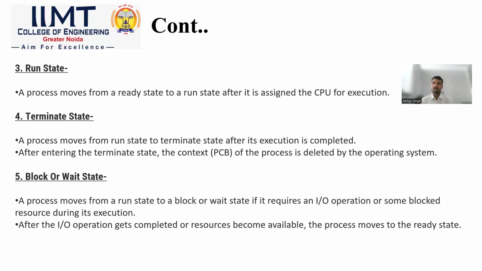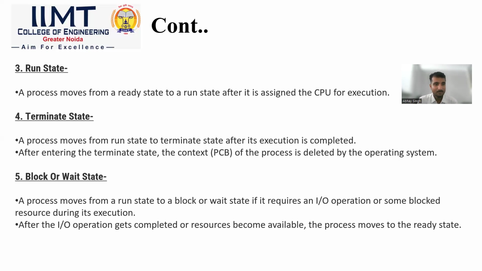When a process comes from secondary memory to main memory for execution, one process control block is created by the operating system. We discuss what the process control block is later. Operating system creates a process control block for each process. The process control block is a data structure we discuss next. After entering the terminate state, the process control block of the process is deleted by the operating system.